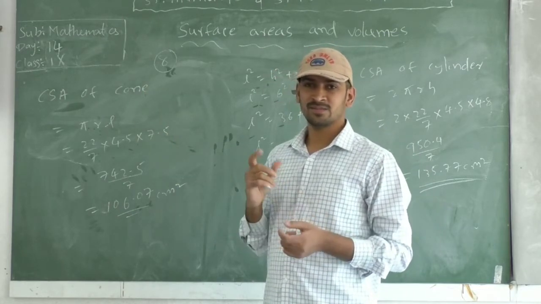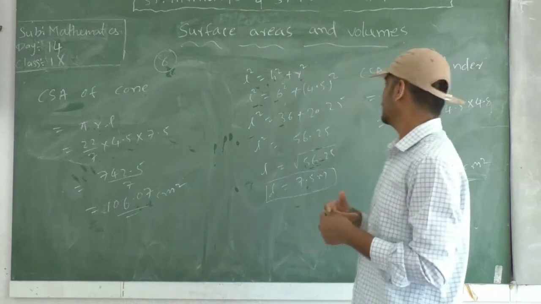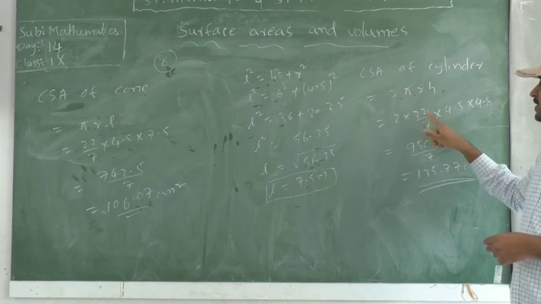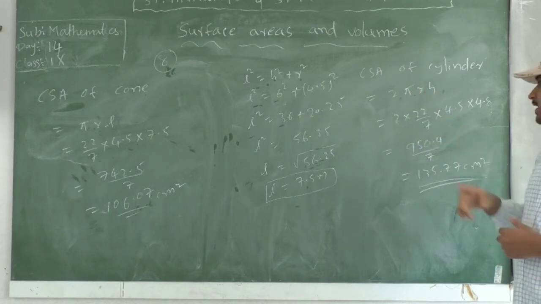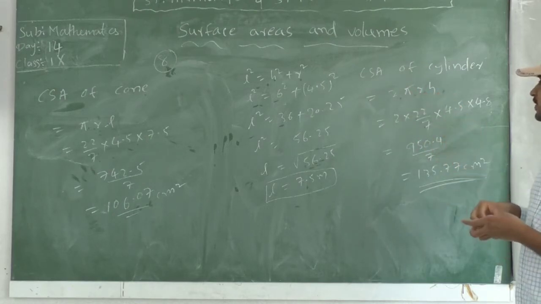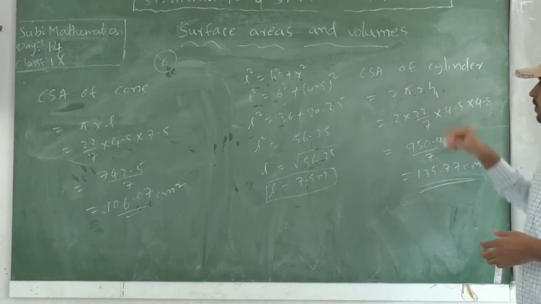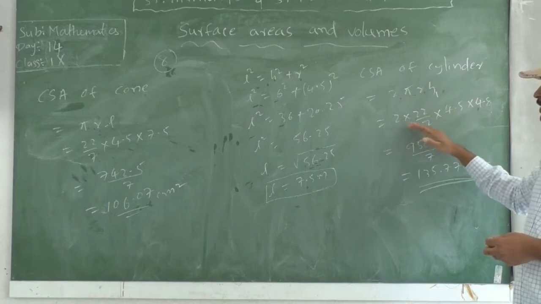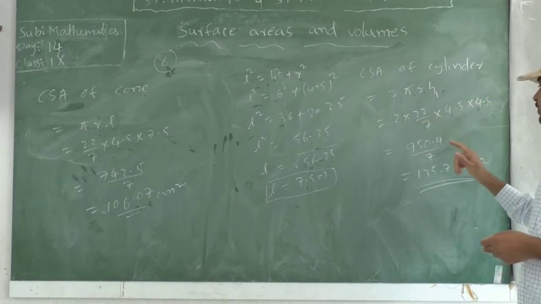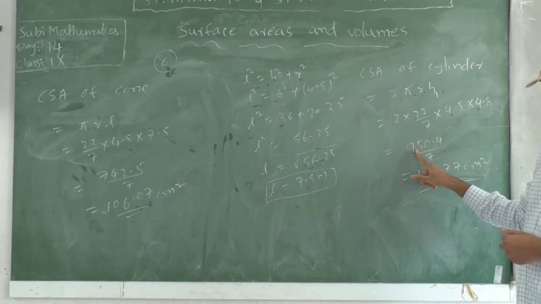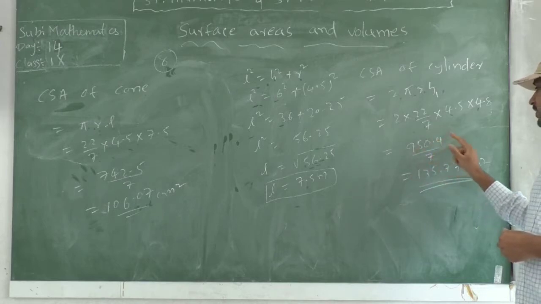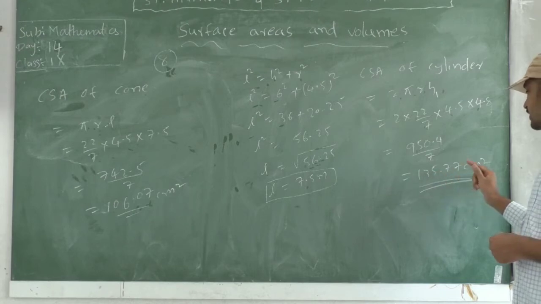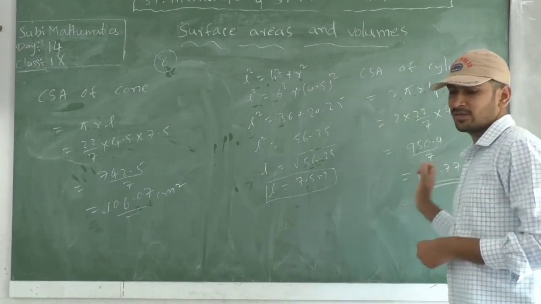Still we require the CSA of the cylinder, that is 2 pi r h. So 2 into 22/7, r we know directly, 4.5. h is the height of the cylinder, that is 4.8. So 2 into 22/7 into 4.5 into 4.8. If you multiply the numerator values you get 950.4. If you divide by 7, you will get 135.77 centimeters square.